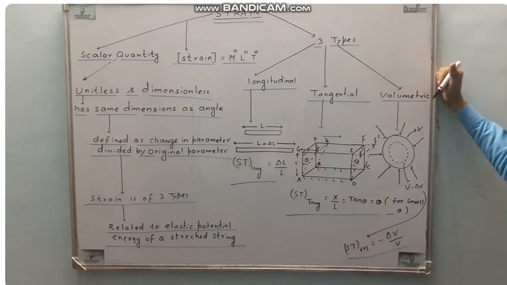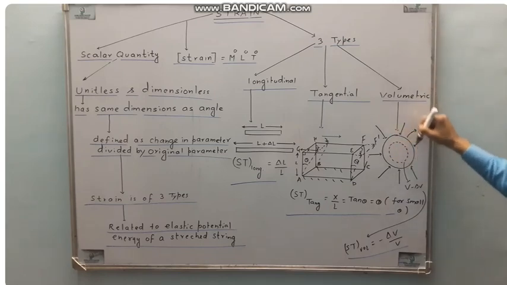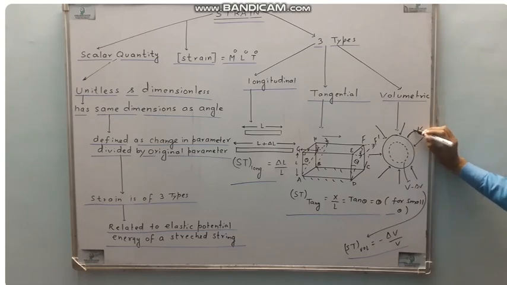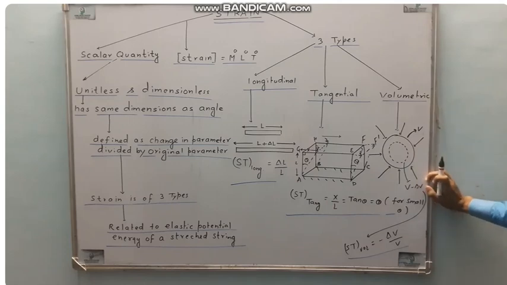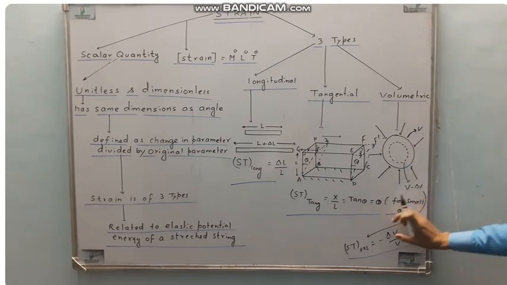Next is volumetric strain. Suppose there is a solid object which is dropped in a fluid. So forces will act normal to the surface, and suppose after the application of force, this is the original volume V, and after the application of force the volume becomes V minus delta V. So the volumetric strain is minus of delta V by V.